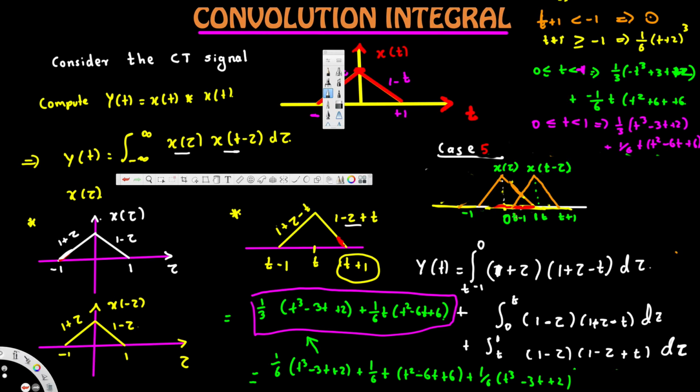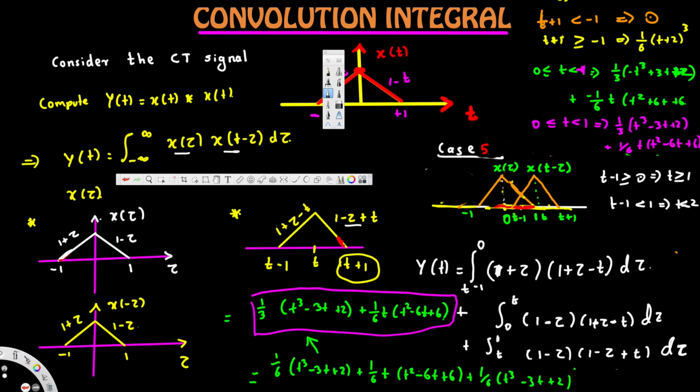Here you can see t minus 1 is greater than or equal to 0, so that's the first condition. If we rearrange this one, t is greater than or equal to 1. And also you can see t minus 1 is less than 1. If you rearrange this one, this is going to be t is less than 2. Okay, so this is our new region.